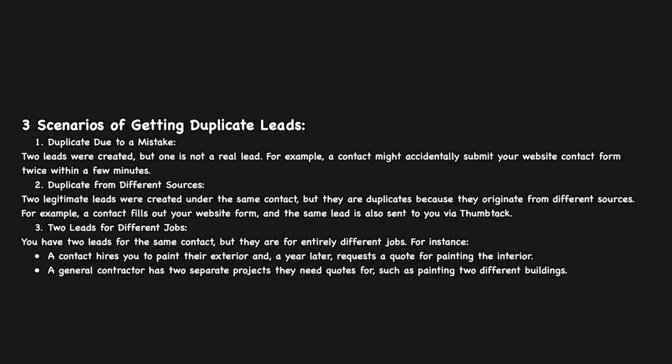Now the third scenario would be you have one client where you're doing multiple jobs. So it could be you did their exterior this year, a year later, they fill out your contact form and they want their interior done. Or maybe it's a commercial job. You're working for ABC Construction. You're currently working on job A, but then they also want to bid on job B. So you have like simultaneous jobs going on. Those are the different ways that duplicate leads are going to come in.